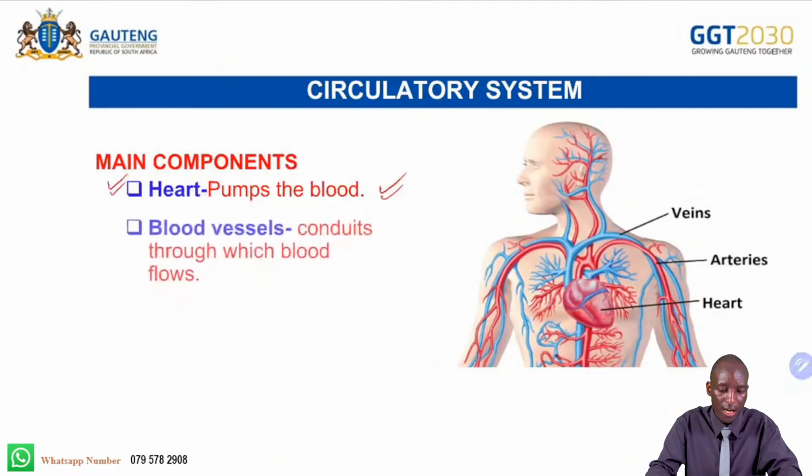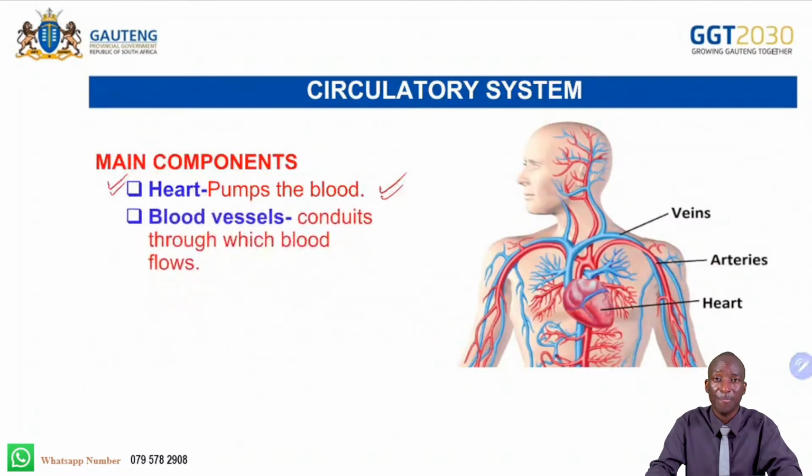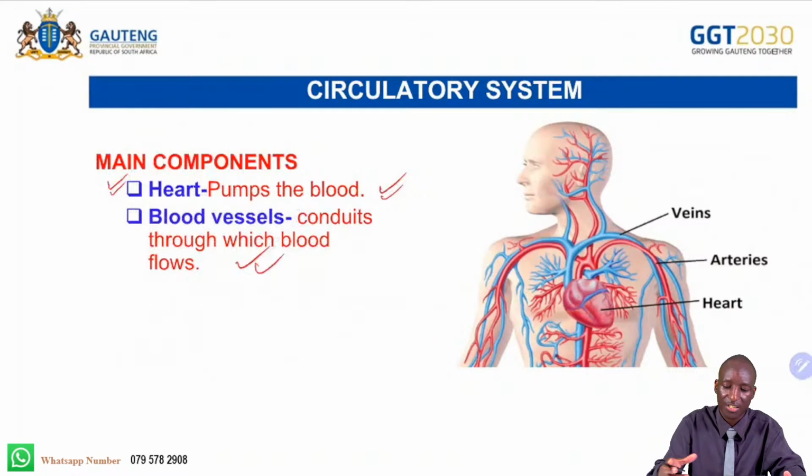The other component of this system is the blood vessels. There's no way the heart can pump blood to all the body parts when the blood vessels are not present. We need the blood vessels, which receive the blood from the heart and take the blood back from the rest of the body to the heart. What are these? These are conduits through which blood flows.